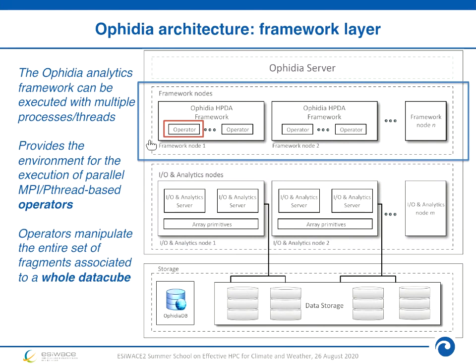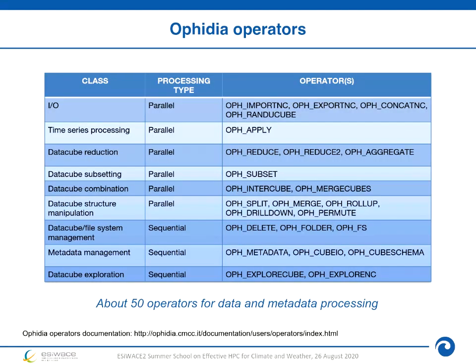This operation, in fact, includes mainly some coordination steps from the framework to the I/O servers. The framework runs the operators, which work on the whole data cube regardless of the structure and the partitioning. We implemented up to 50 operators for both data and metadata processing. Here we see a list of some of those available. All the data operators that work on data cubes have been implemented in a parallel fashion, whereas those working on a file system or on metadata are mainly sequential.